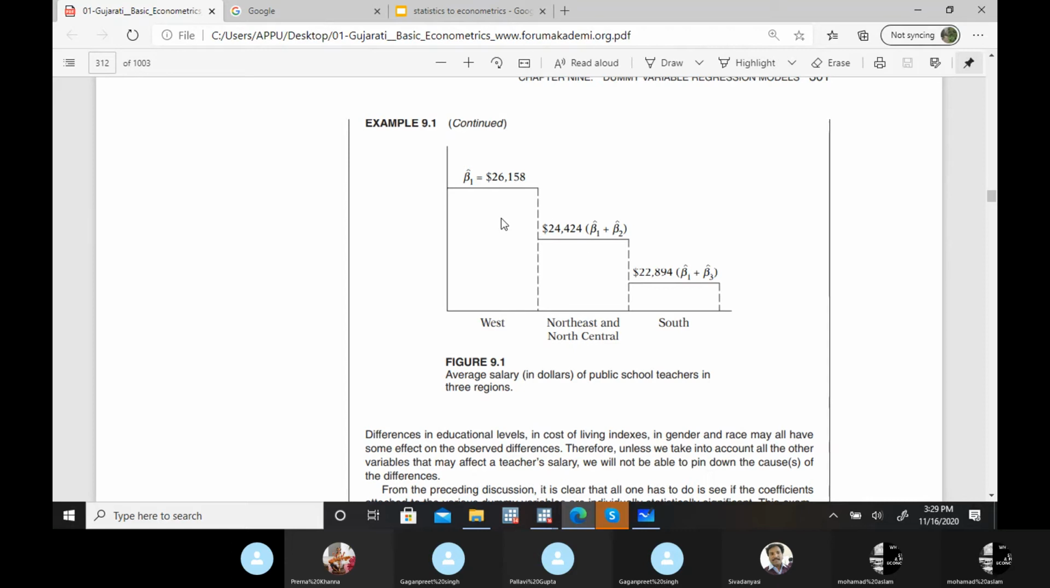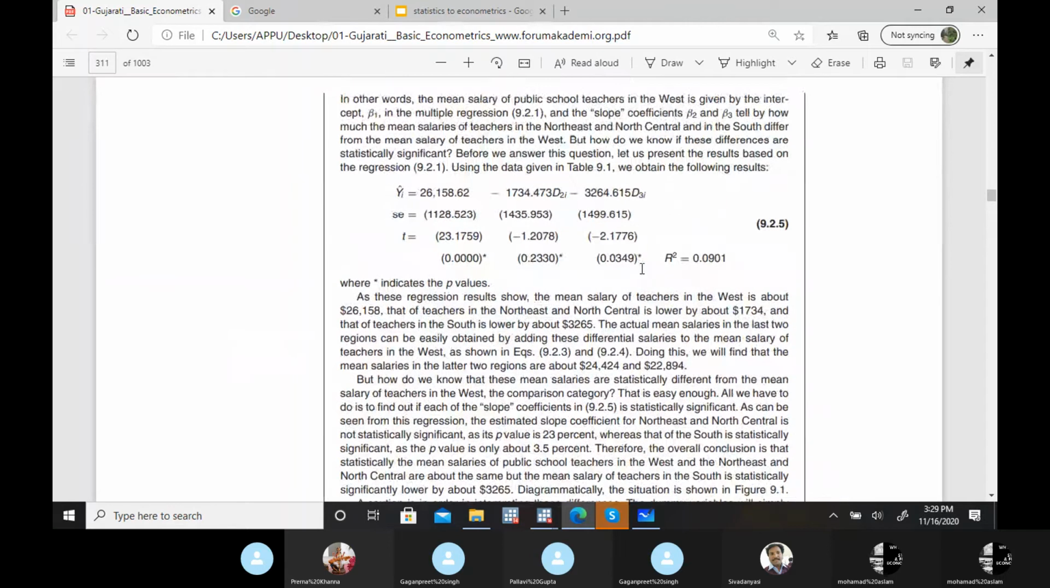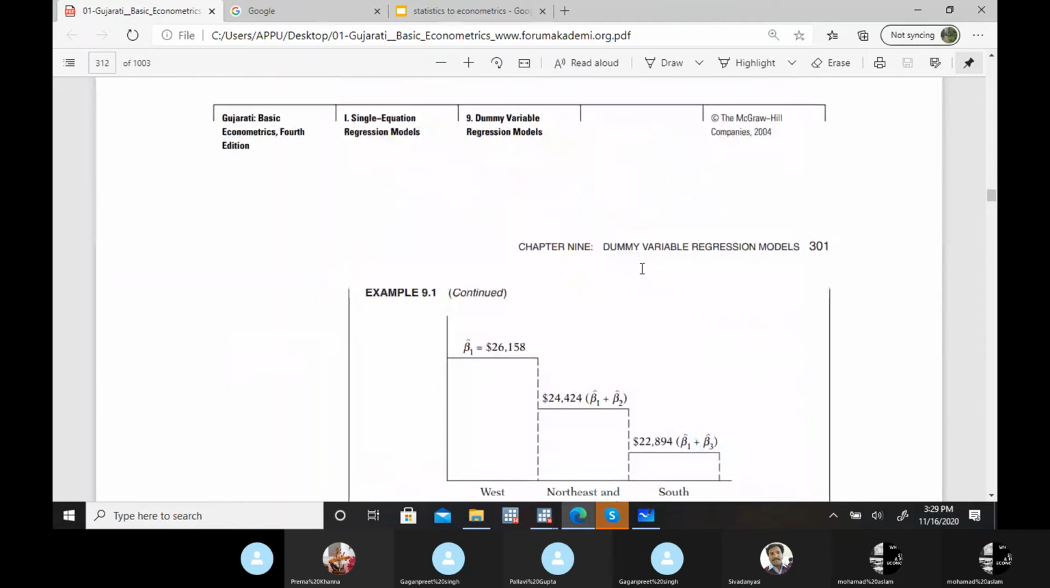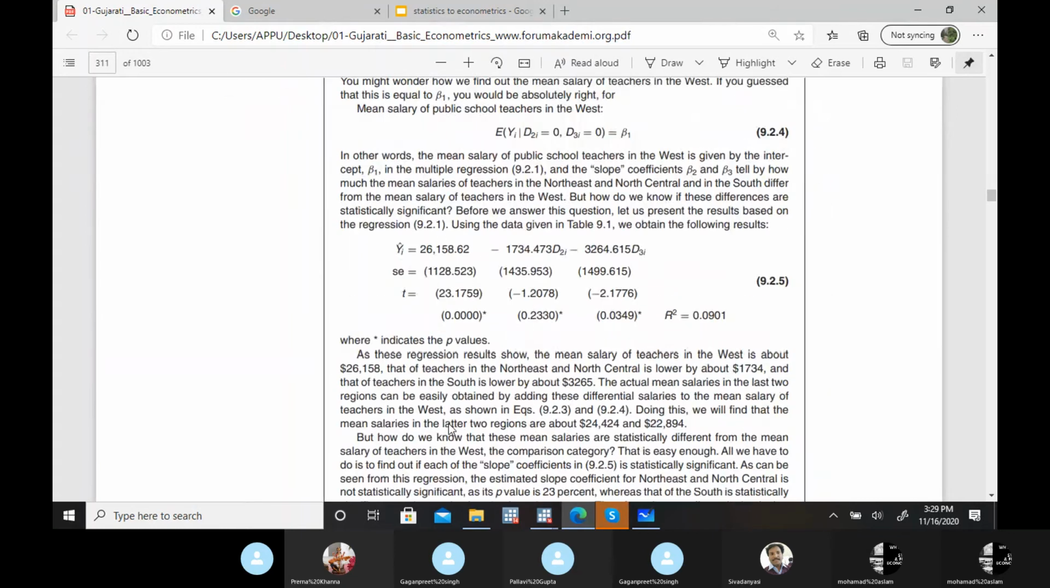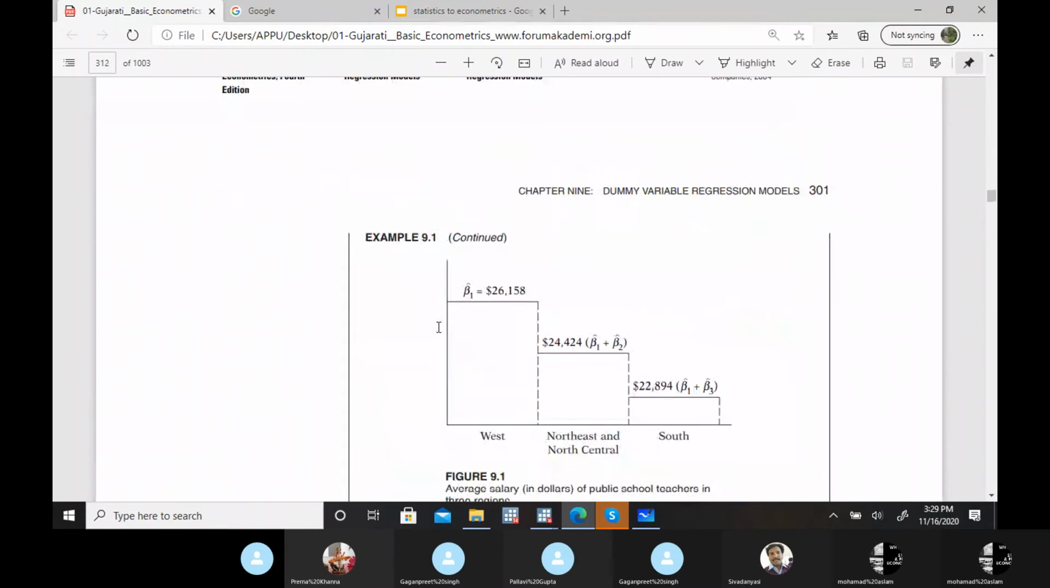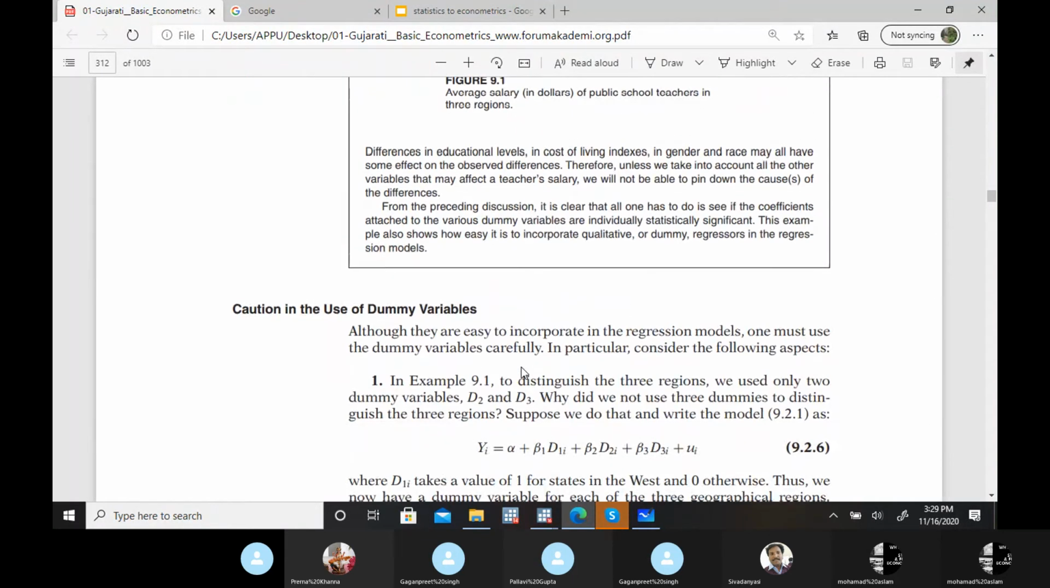This was in the form of difference. But don't confuse these results with the regression results, because these are before the regression, the average salaries. Now if you add or subtract, then you will get the average salary for northeast and the average salary for south. So we also call this an intercept dummy, because only the change is in the intercept.